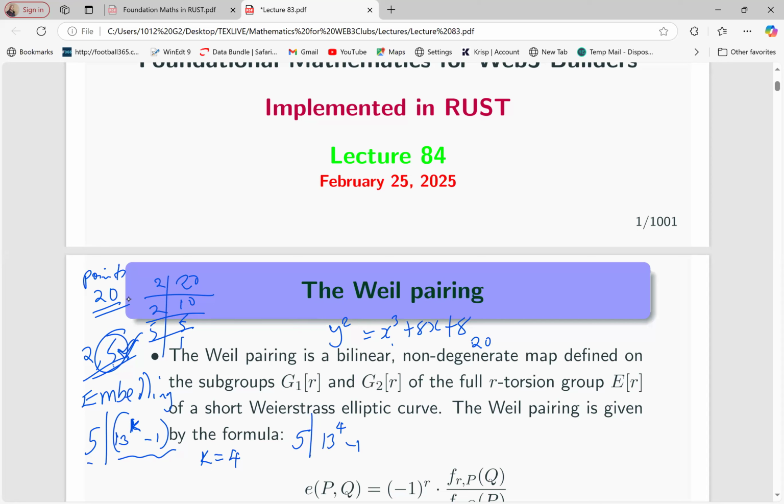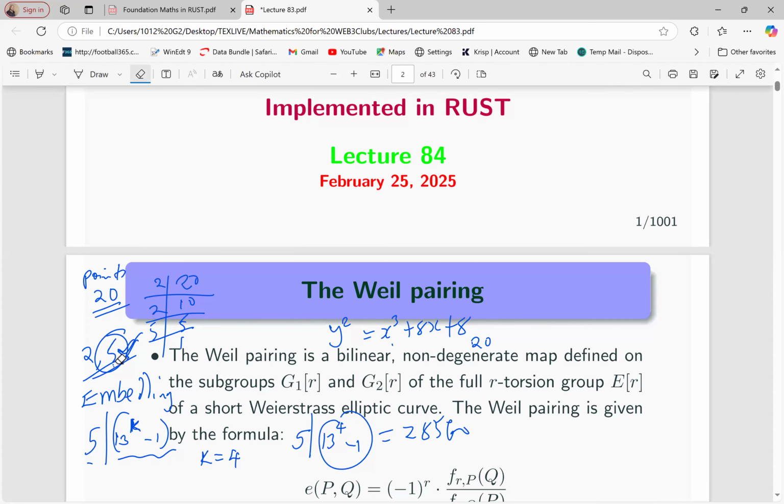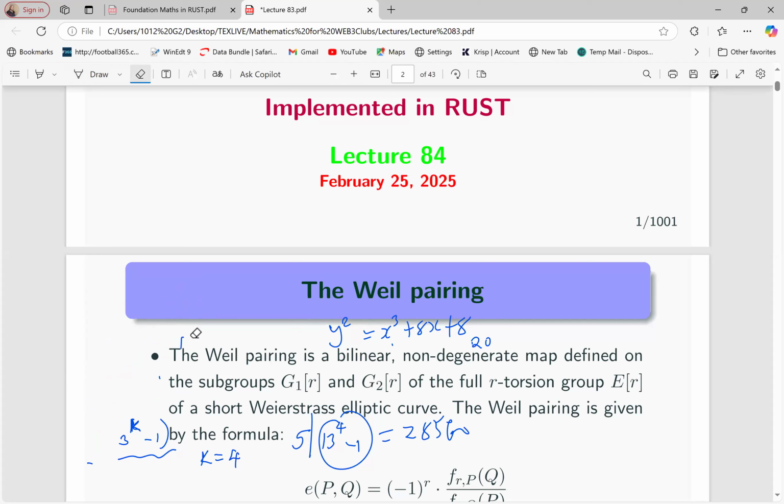Thirteen raised to 4 is 28,561. When I subtract 1, I have 28,560. So 5 can now divide that. So k becomes our embedding degree. With this embedding degree, we can now extend our field. It's on this extended field that we can now perform pairing, not on the original field.